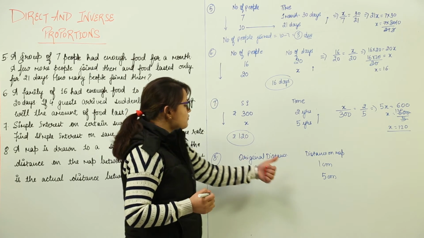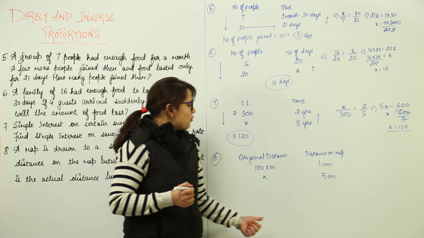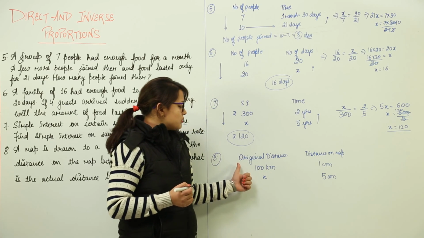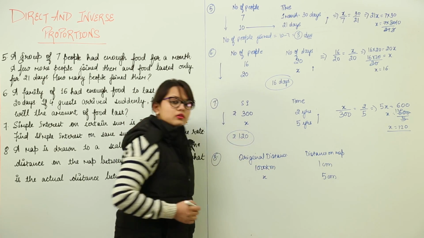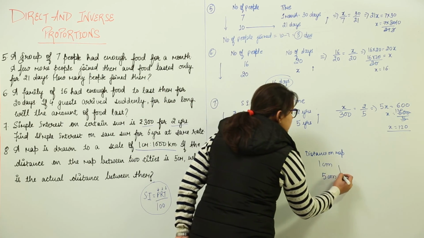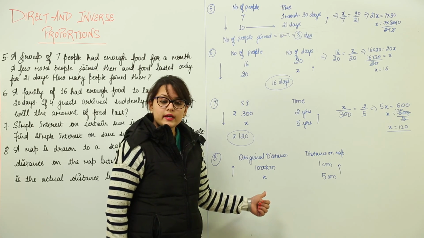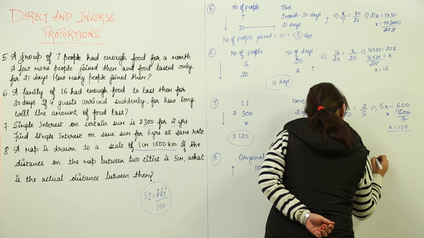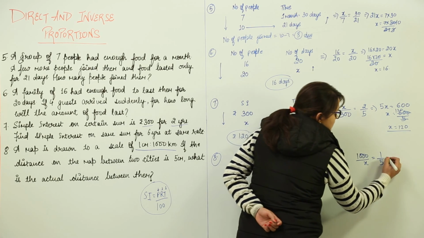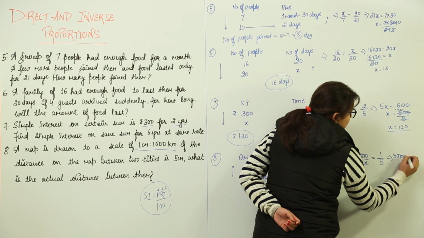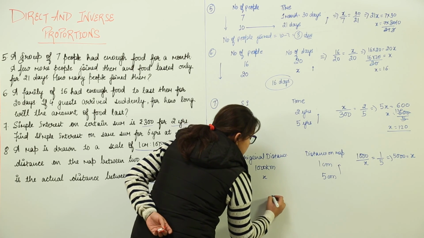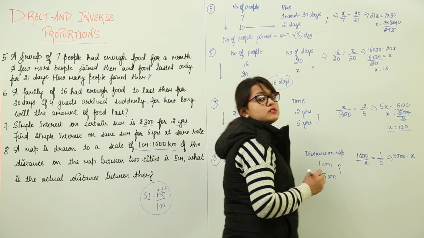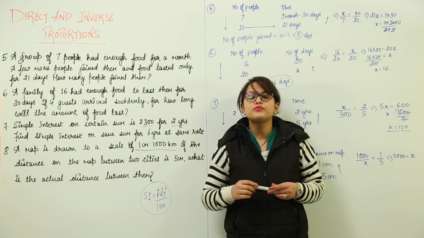Let us check. If the distance on the map is increasing, what do you think about the original distance? If the distance on the map is increasing, the original distance will also increase, right? That means both the quantities are increasing together. This is the question of direct variation. So how will we do the direct question? We will be doing 1000 over x equal to 1 over 5. That is equal to 5000 equal to x. That means how much is the original distance represented by 5 centimeters? It is 5000 kilometers. So that is how we solve all the questions of direct and inverse variation.